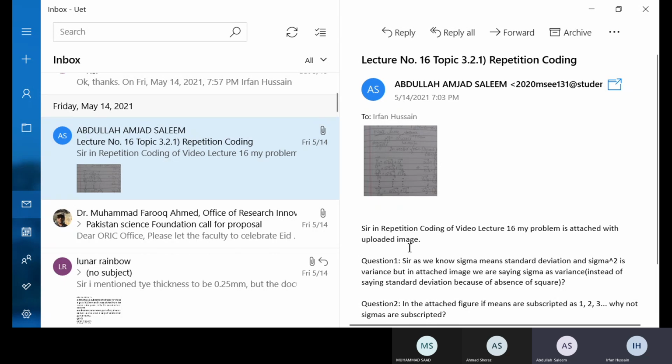इन्होंने शायद ईमेल भी की हुई है, मैं ईमेल्स का जवाब दे देता हूँ, शायद इसका जवाब नहीं दिया। सर, in repetition coding of video lecture 16, my problem is attached with uploaded image. अच्छा सर, as we know sigma means standard deviation and sigma square is variance. Alright, but in attached image we are saying sigma as variance, instead of saying standard deviation because of absence of square. So I have to see the image, but you can just see if there is a mistake, then there will be a mistake. So normally sigma square is always a variance and sigma is the standard deviation. So there might be some mistake by my side, but most of the time variance is always sigma square.